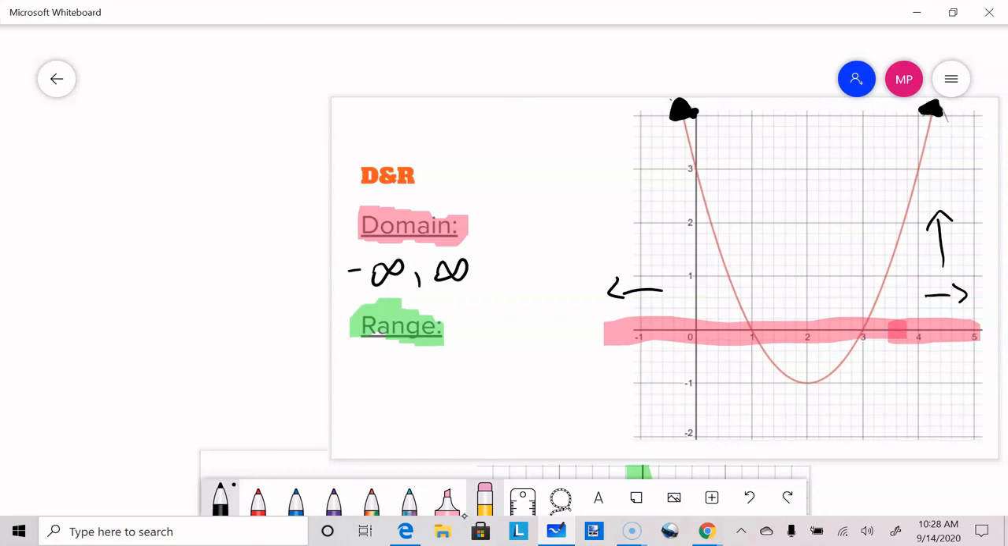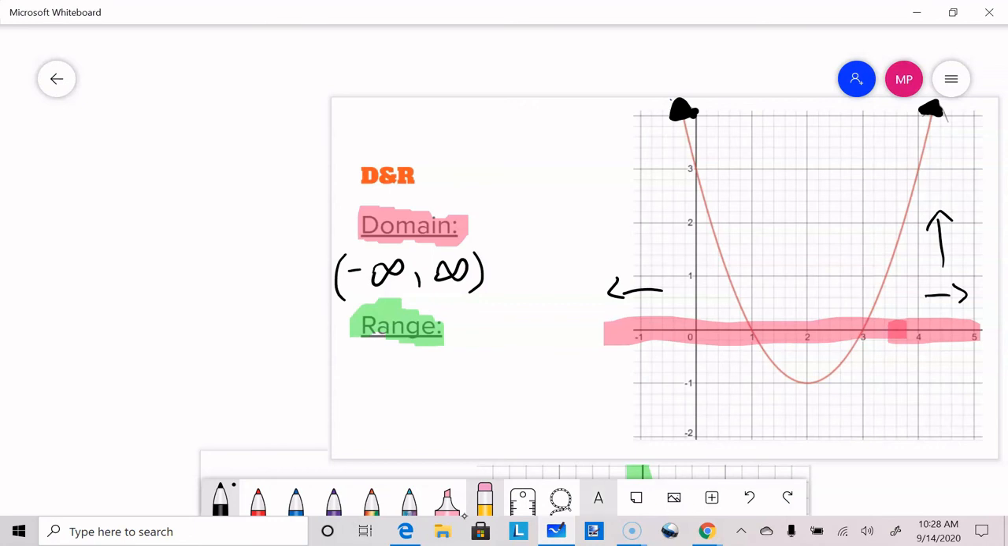Now when deciding whether to put brackets or parentheses around it, we can never actually get to infinity. Infinity isn't an actual number per se, it's more of a concept. And since it's just something we can get close to, we can't include that number using a bracket. We have to use a parenthesis.